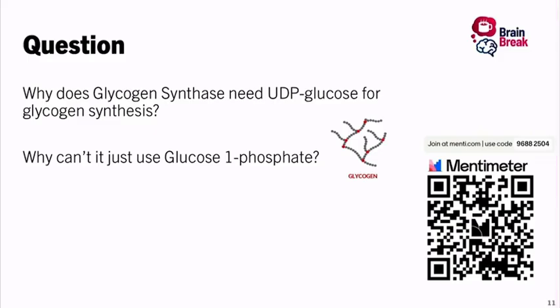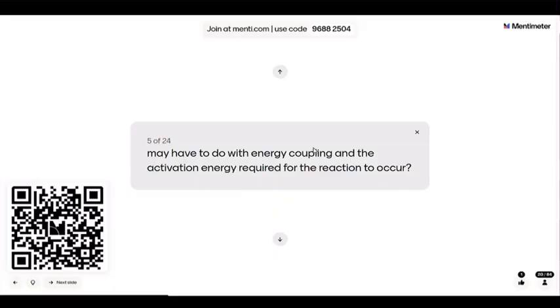The Menti is up now. Why can't this enzyme just use glucose 1-phosphate? So starting to see some responses coming in. I'm seeing it won't fit into the active site, not enough energy for the bond compared to trinucleotide, yes. Here's a great response, I'm going to throw up on here. May have to do with the energy coupling and the activation energy required for the reaction to occur.